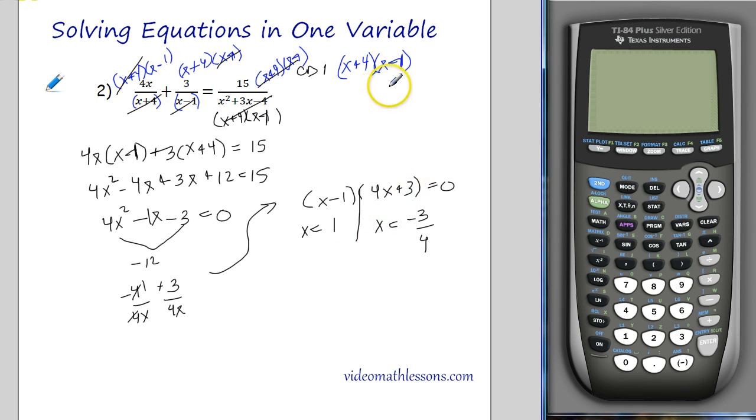Now, we talked about this before. Undefined would be if it was a negative 4 or a positive 1. Here I have positive 1. That's a reject. I can't use it. It's an extraneous root. It's an extra answer. So we can't use it. We have to get rid of it. And negative 3/4, if I plug it in and do some crazy math, it would actually work out. And that's my answer.